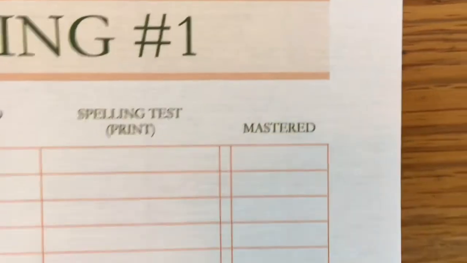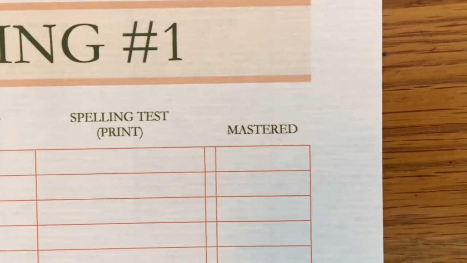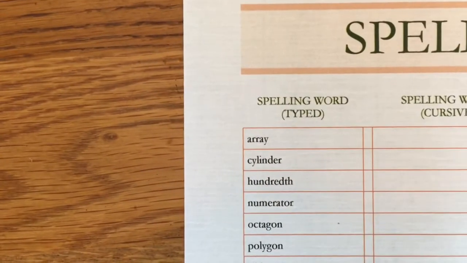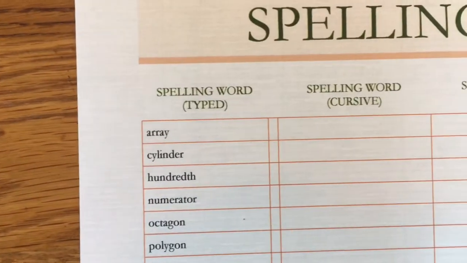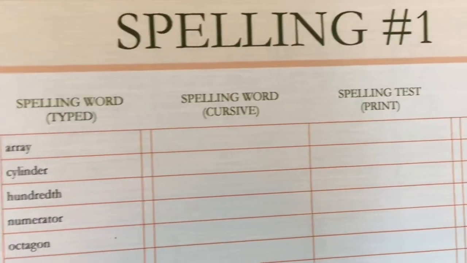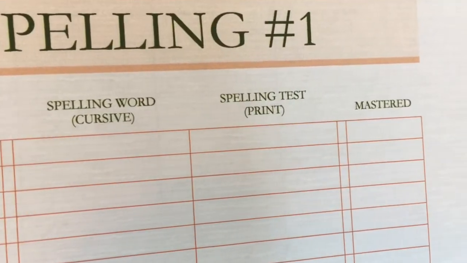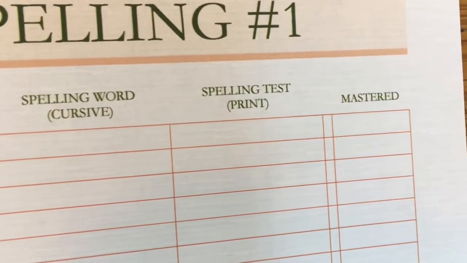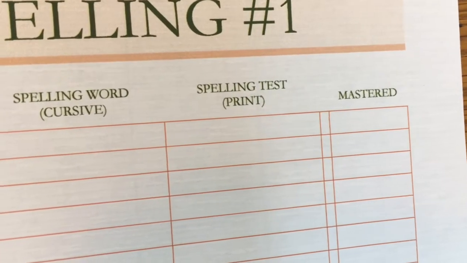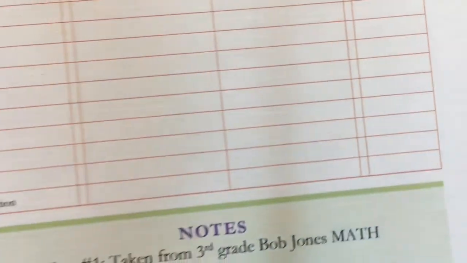And here, I'll check it if he's mastered it. So if he has spelled the word correctly, typed it, understood the definition, and ultimately able to spell it correctly by memorization, sounding out for the spelling test, then we will consider the word mastered.